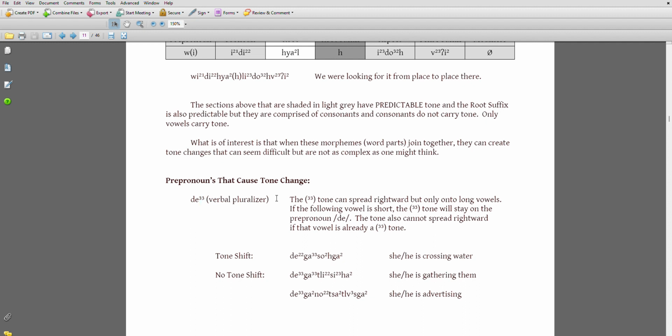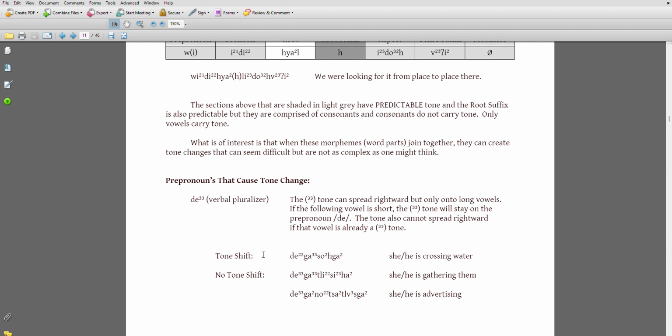The 3-3 tone can spread rightward, but only onto long vowels. If the following vowel is short, the 3-3 tone will stay on the pre-pronoun de. The tone also cannot spread rightward if that vowel is already a 3-3 tone. So you can't spread 3-3 onto 3-3. It will just create a sequence of 3-3, 3-3.